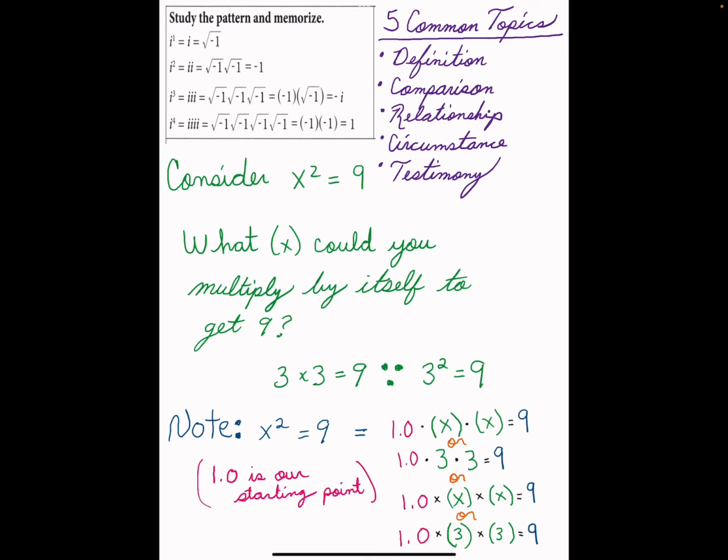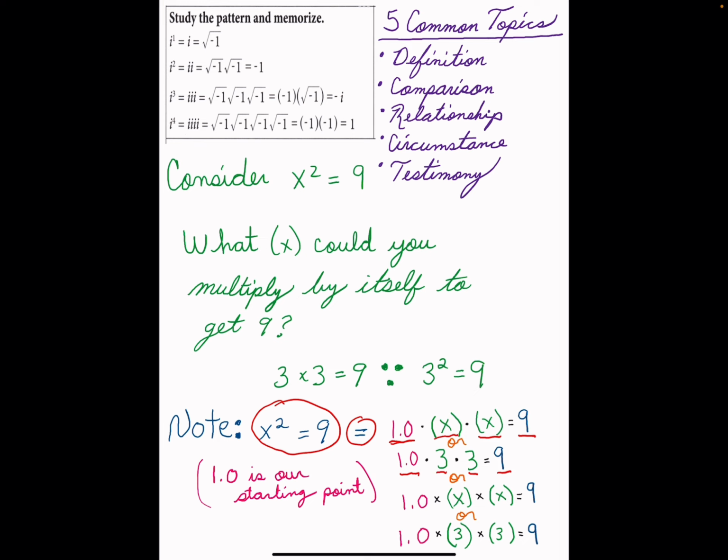Therefore, 3 squared equals 9, like x squared equals 9. And then you'll see here, x squared equals 9, which is the same as if we started with 1 and we multiply by x, and then we multiply by x again, we're going to get 9. It doesn't change the outcome. It doesn't change the product that we end up with. It's just that we're thinking of starting at 1. And the same thing, 1 times 3 times 3 would still give us 9.